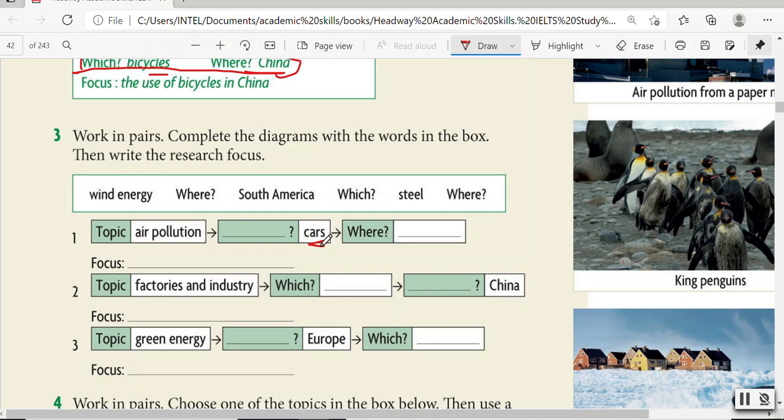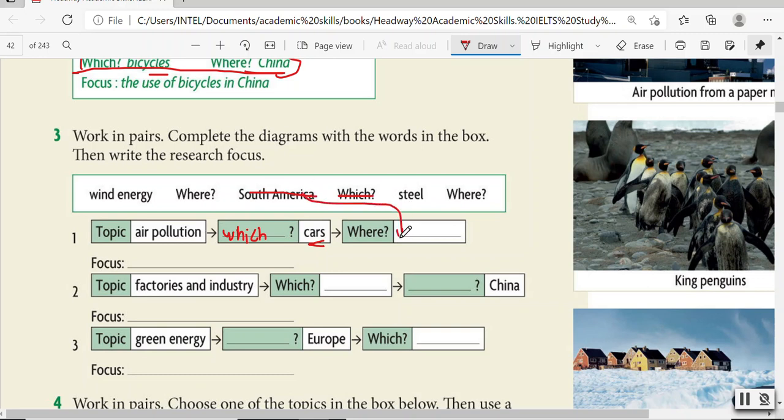Tell me what is cars? Of course it's an example. Which is cars. Which we use, where, in which place. Of course, South America.